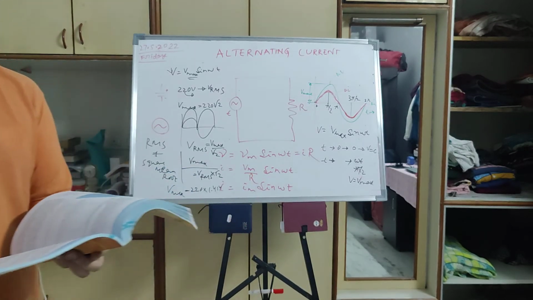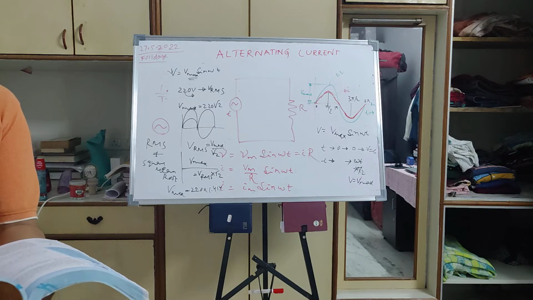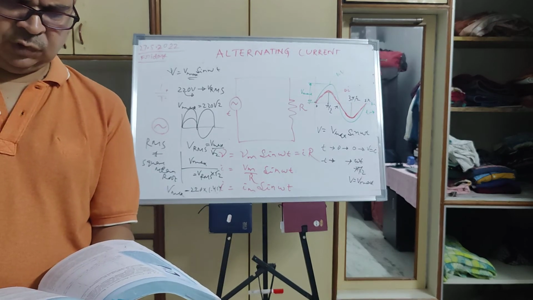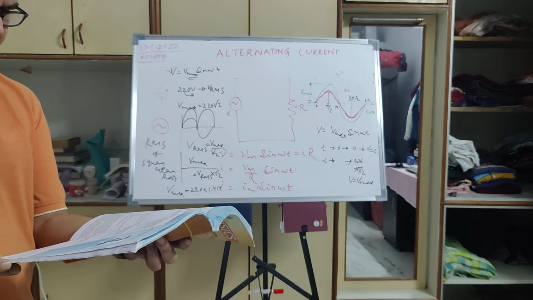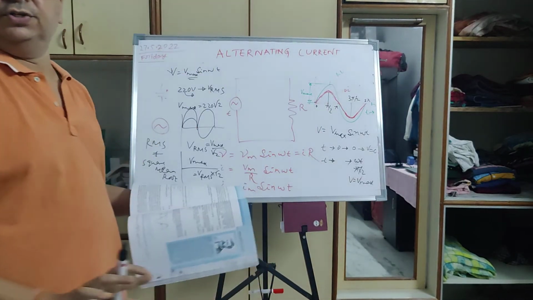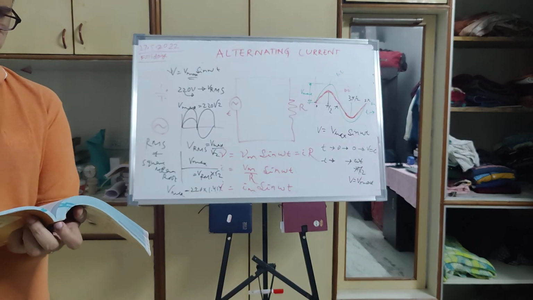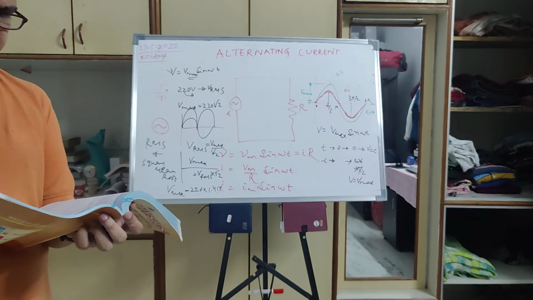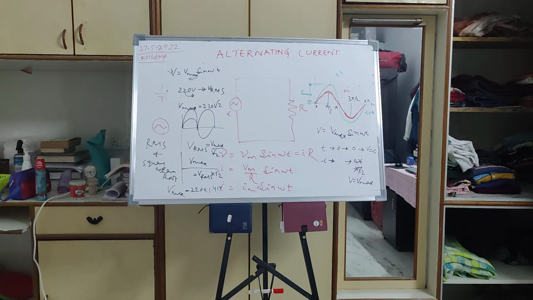So you know that Joule heating is given as I square R. If you say the average current is equal to 0 or average voltage is equal to 0 in AC, that does not mean that the average power consumed is also 0. It does not mean that.